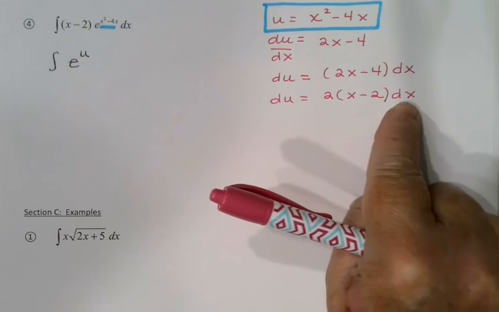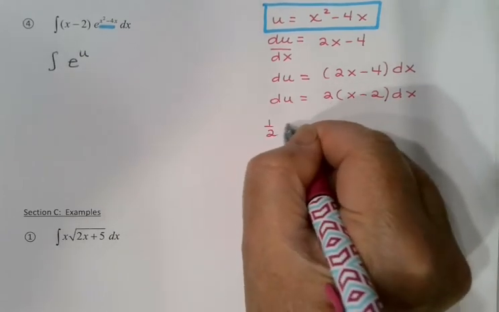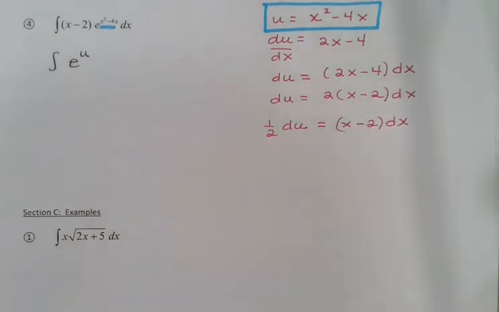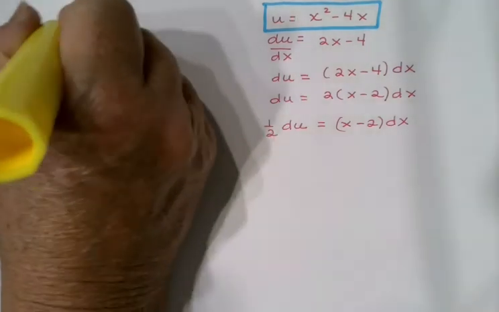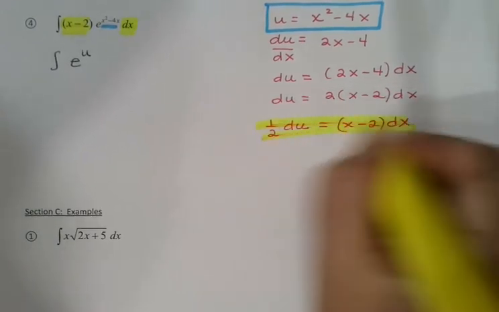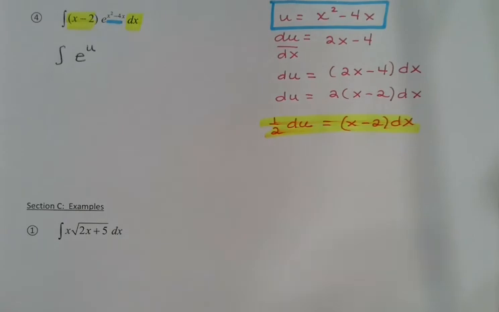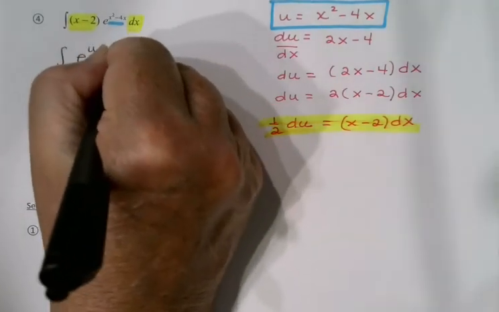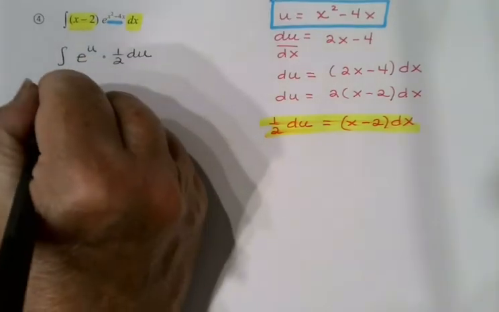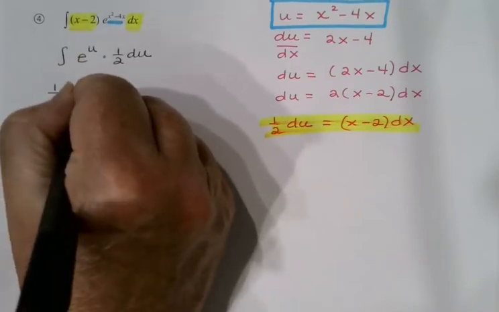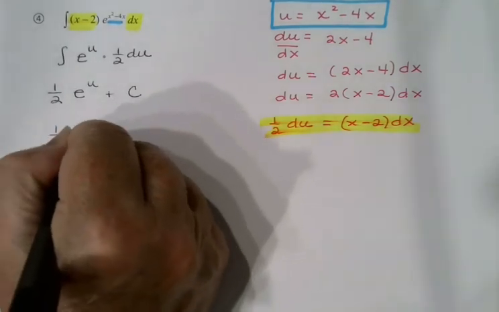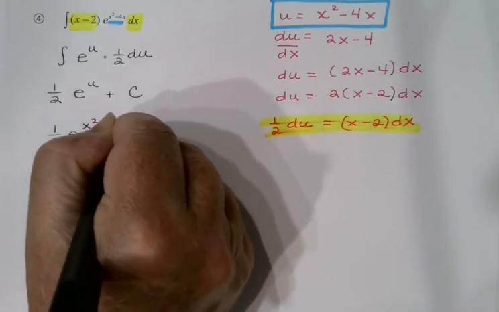I'll keep all the x pieces on this side, but I can divide out the 2. And there we go. That was exactly what I needed. I can now take this x minus 2 dx and replace it exactly with a 1/2 du. All right, that's looking pretty good. 1/2 could just come out in front, and then the integral of e to the u is still e to the u. So I end up with 1/2 e to the x squared minus 4x plus c.